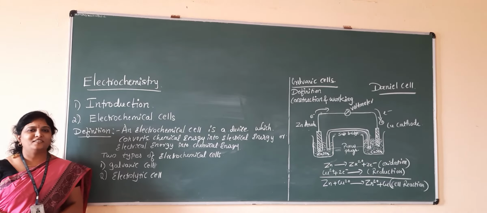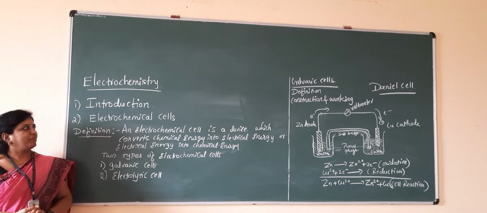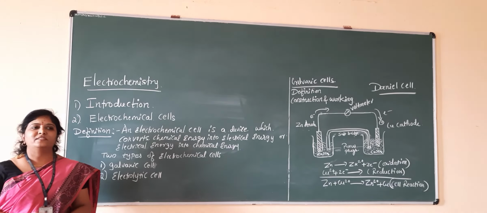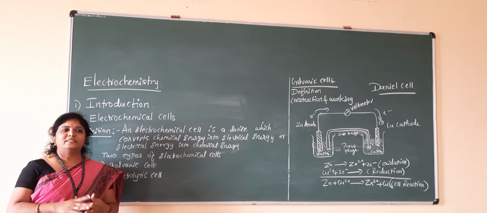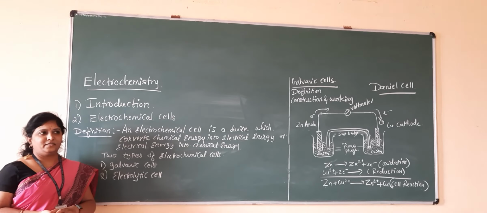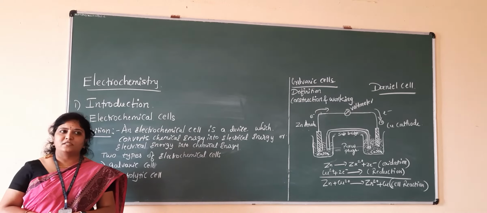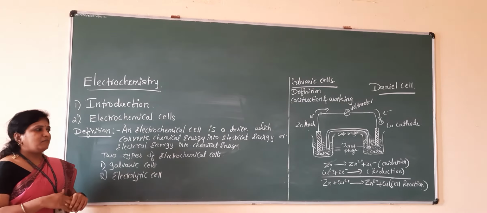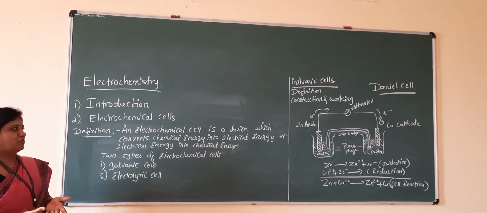Good morning, students. Today we will start the topic electrochemistry. Electrochemistry is a branch of chemistry which deals with the conversion of energies, namely electrical energy to chemical energy or chemical energy to electrical energy. In electrochemistry, we come across the electrolysis process, and this electrolysis process opened up many applications.